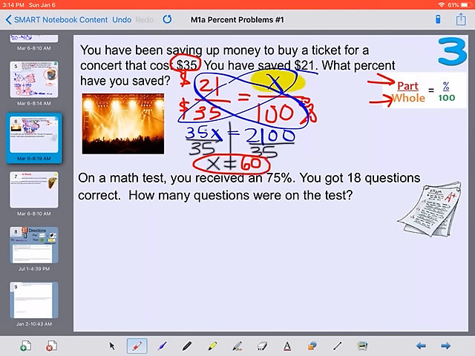So x was on the percent side. So what percent have we saved? We've saved 60% of the money we need for the concert.